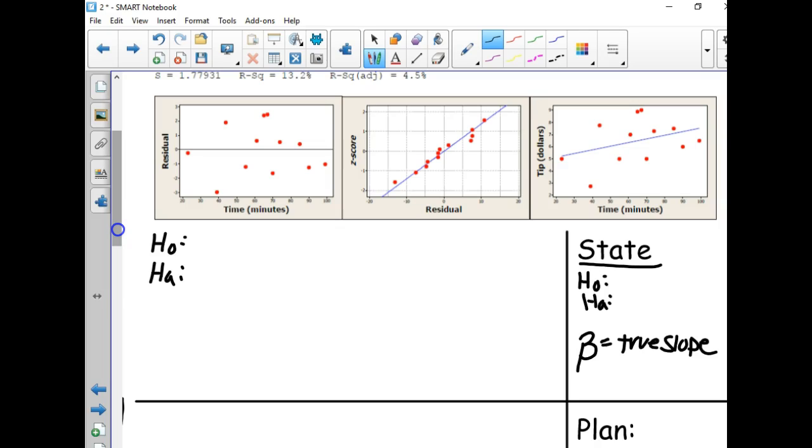For all hypothesis tests, the null hypothesis will always be beta is equal to 0. Okay? Beta is equal to 0. We assume there is no association. We're trying to prove that there is a significant association. Now we just need to look for keywords. Is it asking, is there a positive association? Is it asking if there's a negative association? Or if it's just saying, is there an association? What is the question asking? So we have to go back to the actual question about Charlotte here.